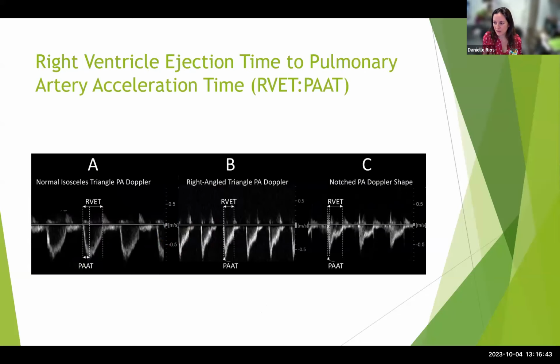When we think about the blood moving from the RV into the main pulmonary artery, the resistance encountered may change the envelope of the normally laminar blood flow. In the setting of normal pulmonary vascular resistance, the envelope will be in the shape of an isosceles triangle, as is shown in A.